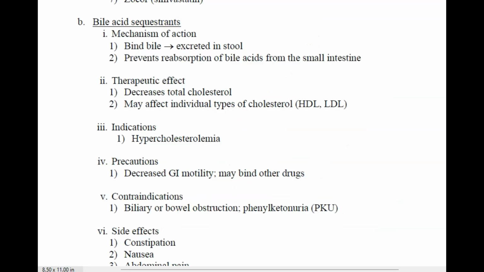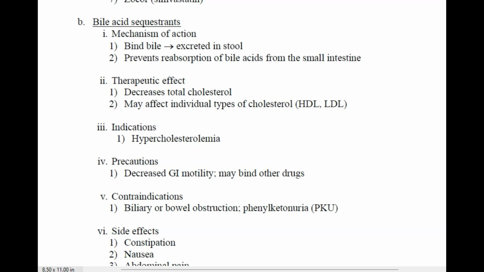Bile aids in digestion and increases absorption of fats and fat-soluble substances such as vitamin A, D, E, and K. It's the route of excretion for bilirubin, a byproduct of red blood cells recycled by the liver. So bile acid sequestrant prevents reabsorption of the bile acids from the small intestine. Bile acids are necessary for the absorption of cholesterol from the small intestine. It's also synthesized from the cholesterol by the liver.